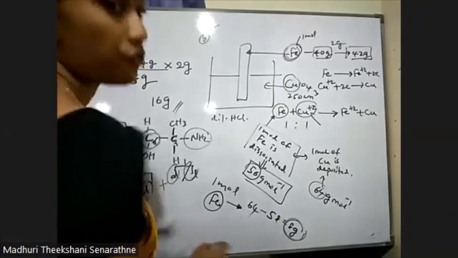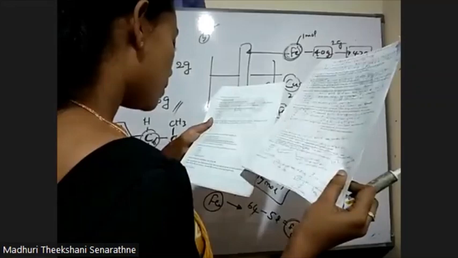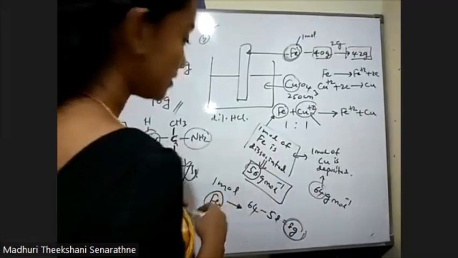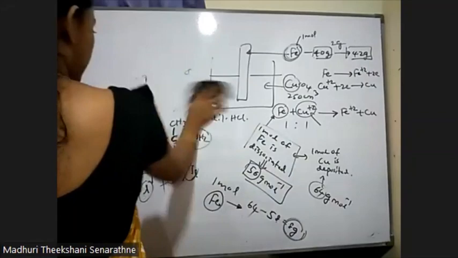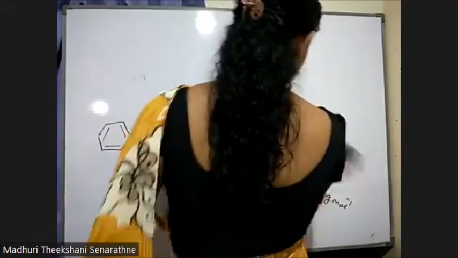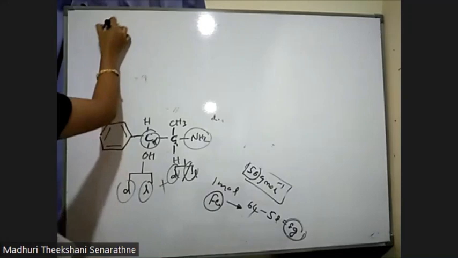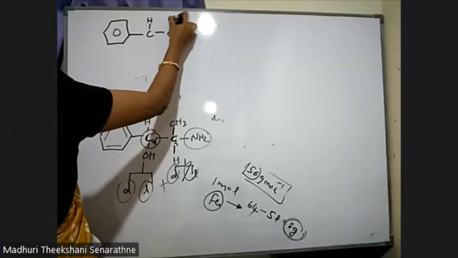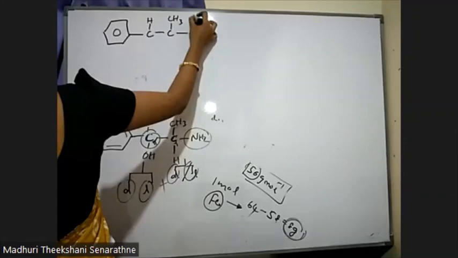It reacts with ethanoyl chloride to form an amide. Yes, how is it happening? Here I will draw again. This is the compound, CH3, NH2.